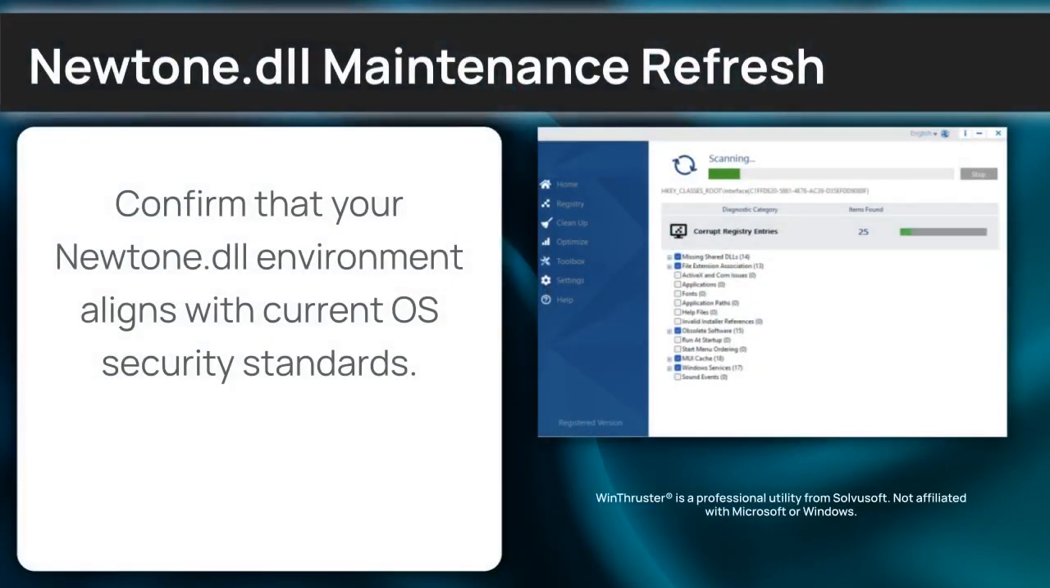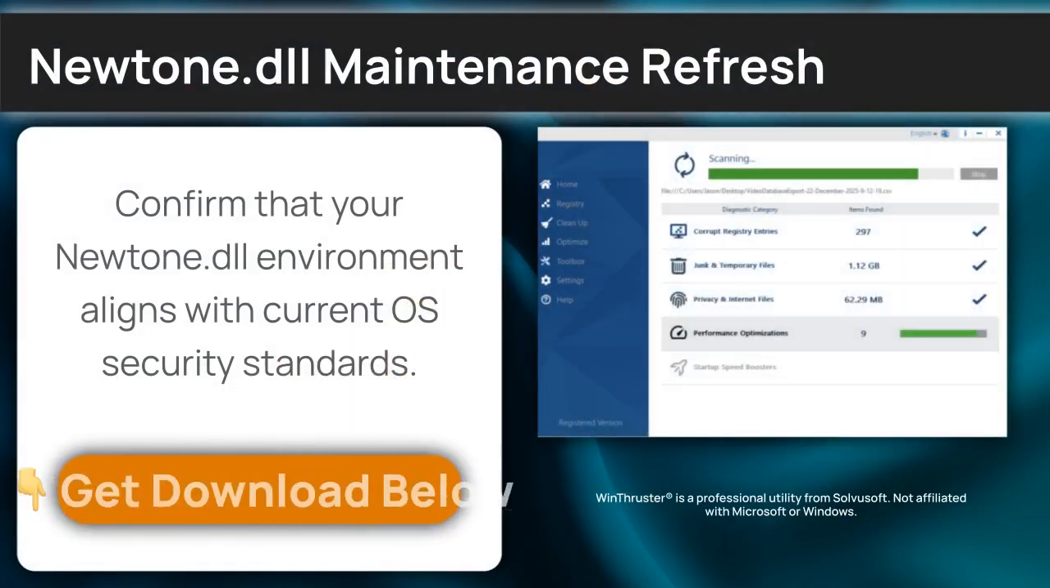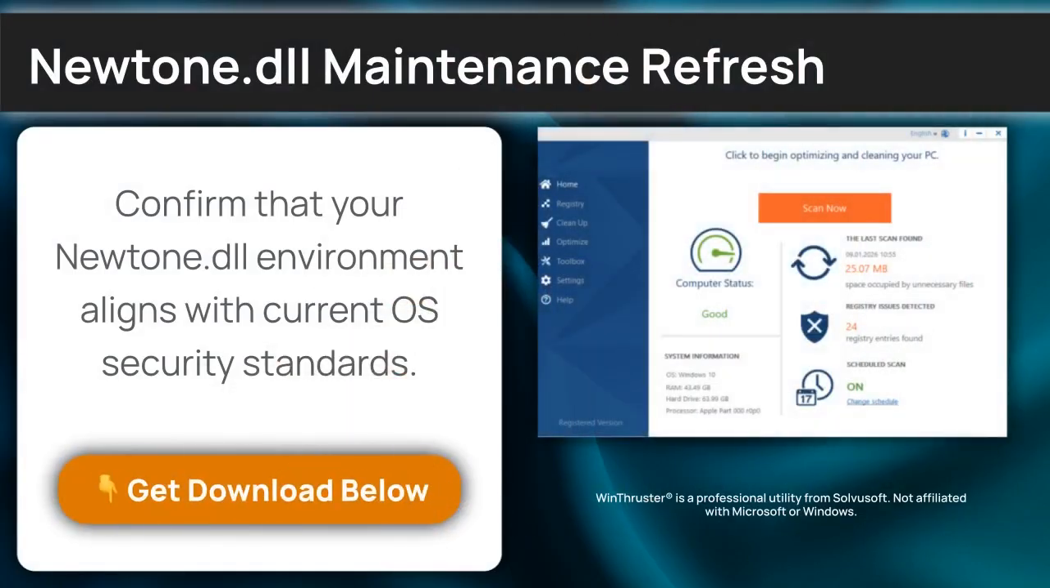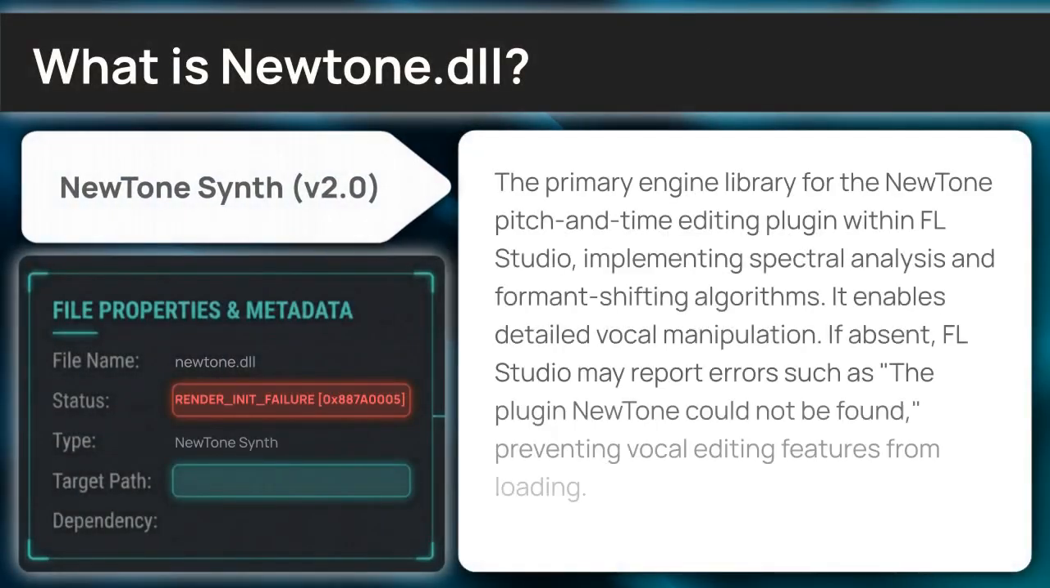To start the walkthrough for NewTone Pitch Editor, you can follow my technical guide or use a utility designed to optimize your system configuration. This is the NewTone Pitch Editor, the primary engine library for the NewTone Pitch and Time Editing plugin within FL Studio, implementing spectral analysis and formant-shifting algorithms. It enables detailed vocal manipulation. If absent, FL Studio may report errors such as the plugin Newtone could not be found, preventing vocal editing features from loading. Understanding the file's role is a great start.